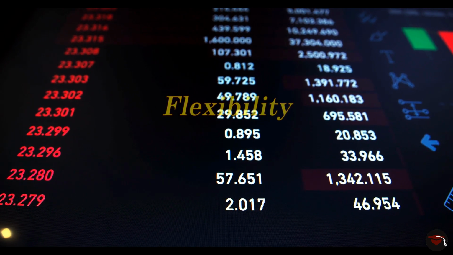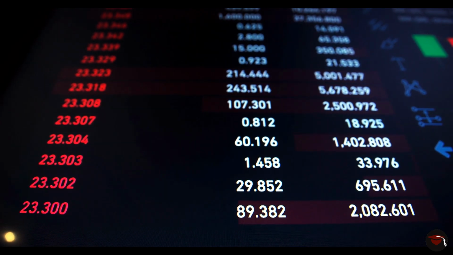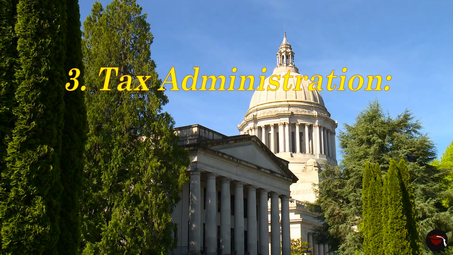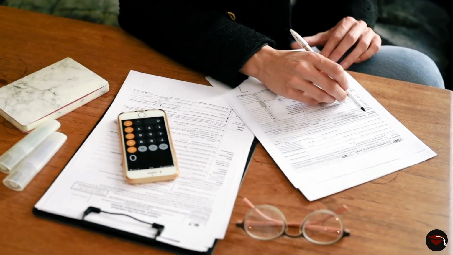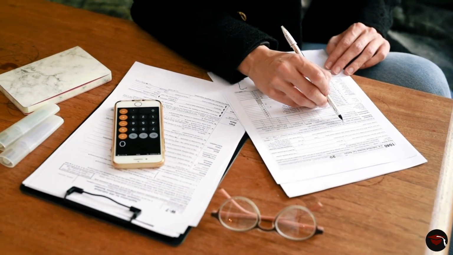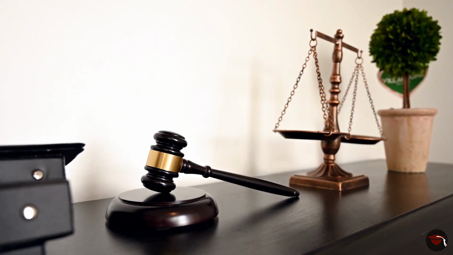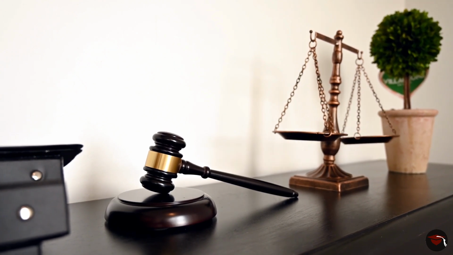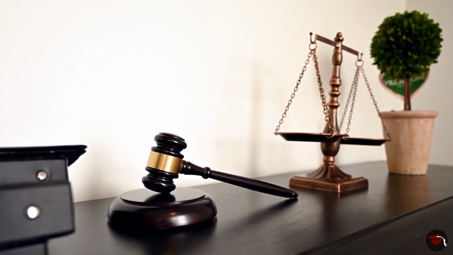Flexibility. Tax systems should be able to adapt to changing economic conditions and societal needs. 3. Tax administration. Tax collection and administration are typically managed by government agencies responsible for tax enforcement and compliance. Taxpayers are required to report their income, assets, and liabilities accurately and pay taxes according to the rules of the tax system. Tax authorities use audits, penalties, and incentives to ensure compliance.